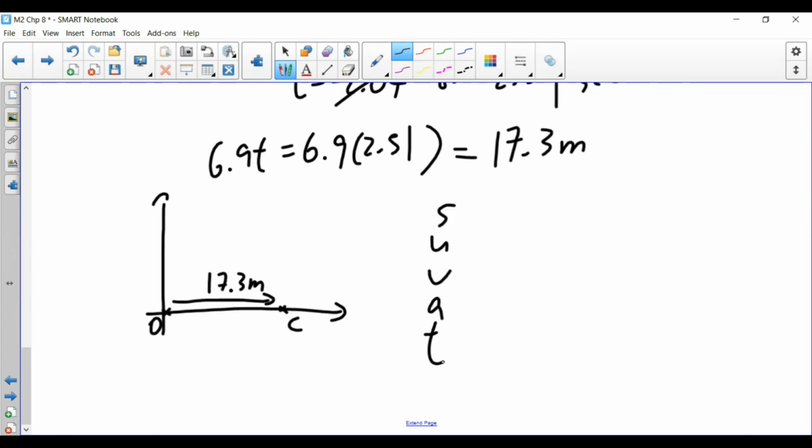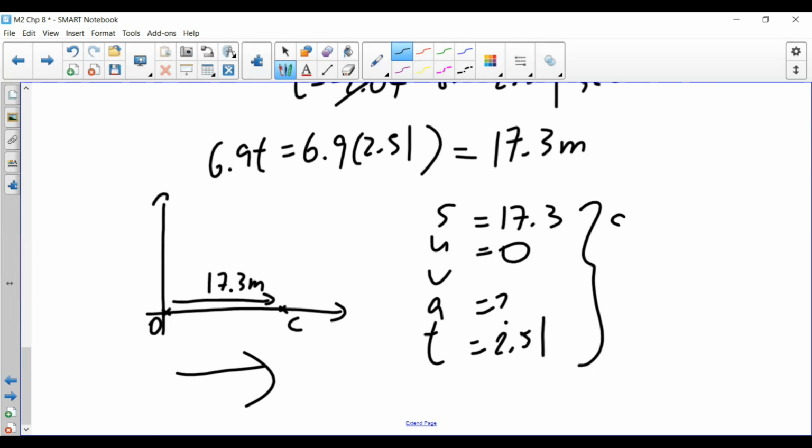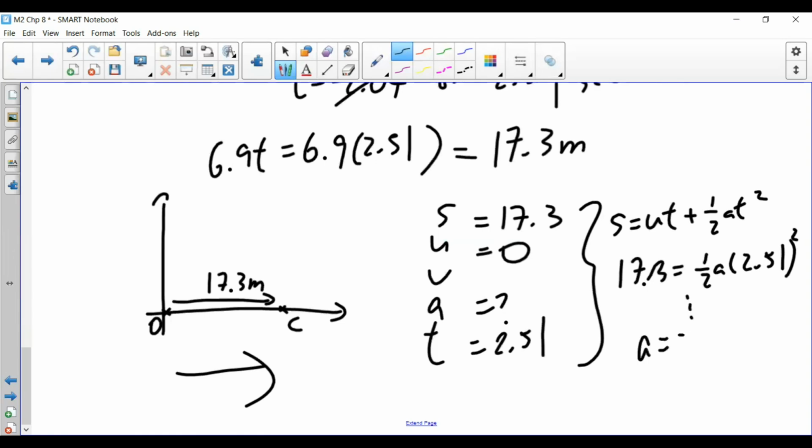A normal suvat from O to C, because from O to C is just one dimensional, just to the right. So s is 17.3 meters. Initial velocity is 0. The acceleration is what we want to find, and time is 2.51 seconds. So you use s equals ut plus half at squared again and plug it into the calculator. 17.3 equals 0 times t plus a half times a times 2.51 squared. a will give you 5.50 meters per second squared.